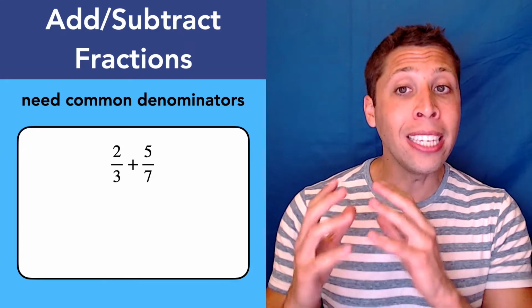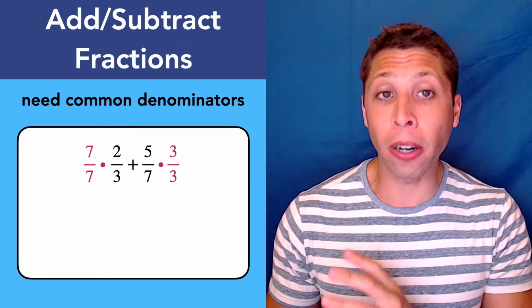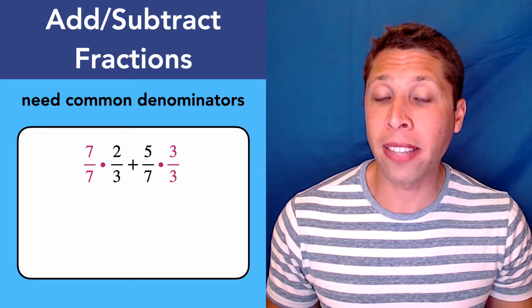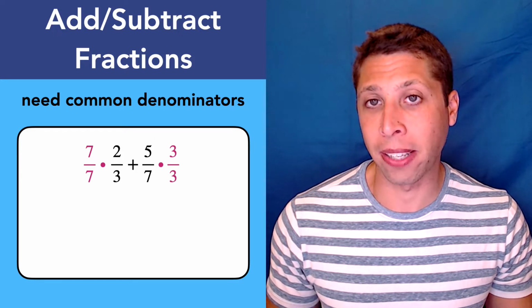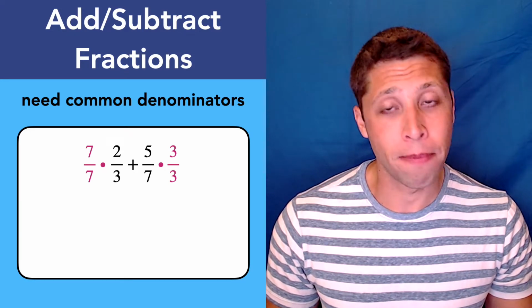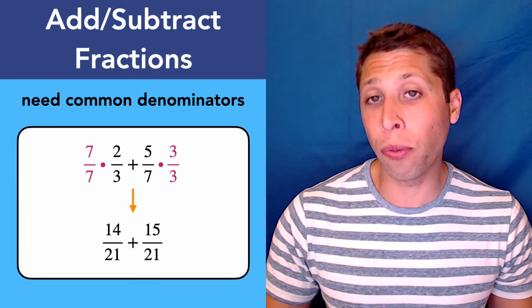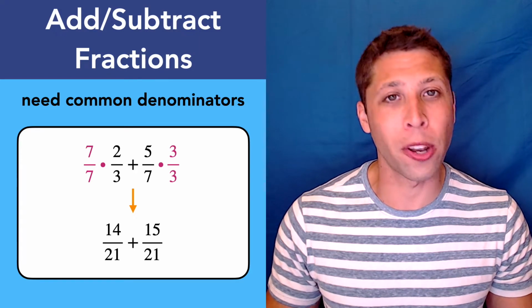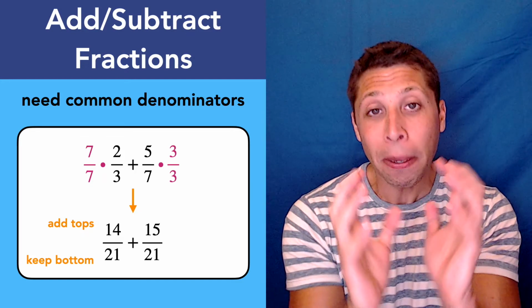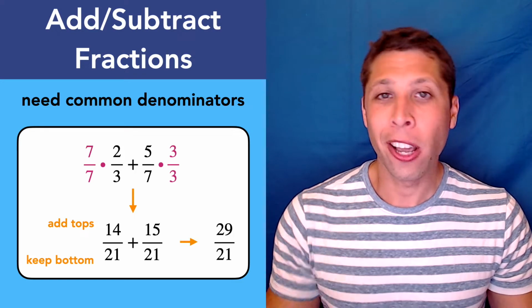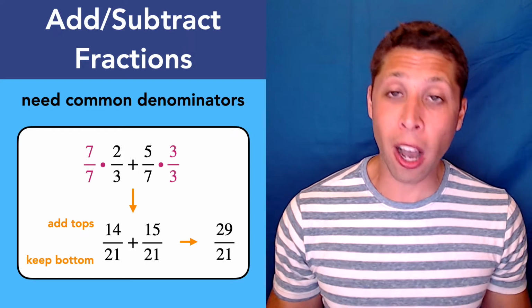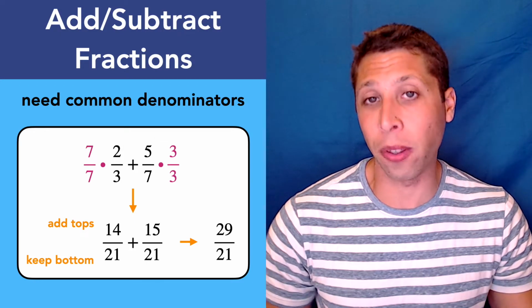Now we'll multiply each fraction by the missing number on both the top and the bottom. On the left side, the 2 gets multiplied by 7 and the 3 gets multiplied by 7. On the right side, both the top and bottom get multiplied by the missing 3. This gets us two new fractions that have a common denominator of 21. Now we can add them easily by adding the tops and keeping the bottom as 21. Notice how getting common denominators involves multiplying fractions, which we know is the easiest thing to do with fractions.